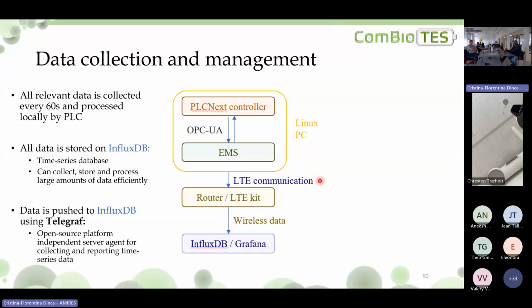Once the data is obtained from the PLC controller, it is then processed and fed to different databases. We collect data every 60 seconds and we store it on InfluxDB, which is a time series database. All of this data is pushed locally from the PC to the database using a Telegraf server client.